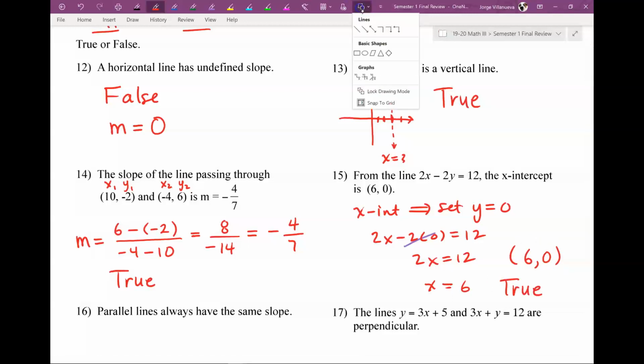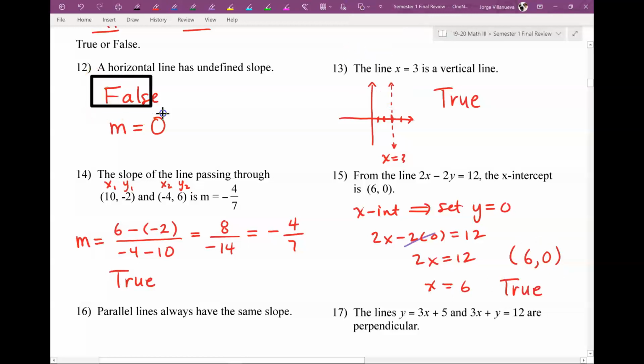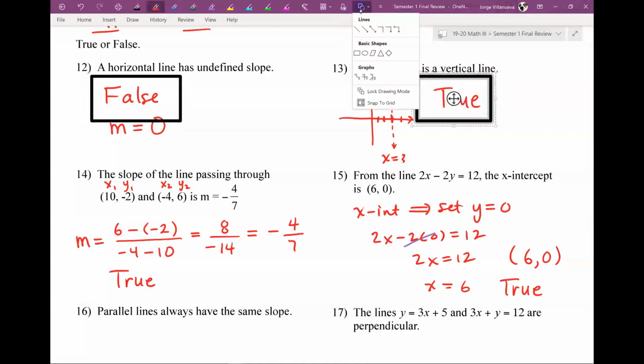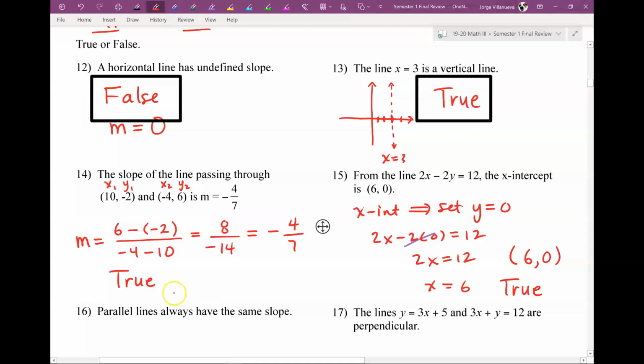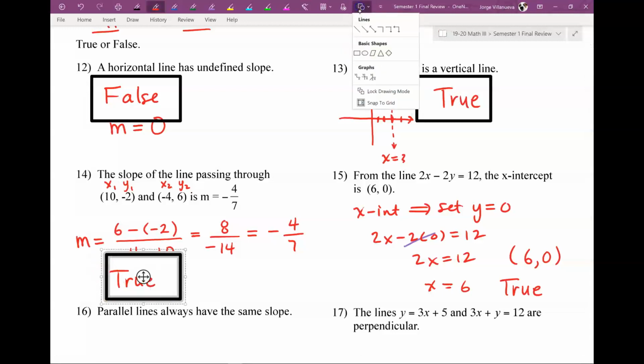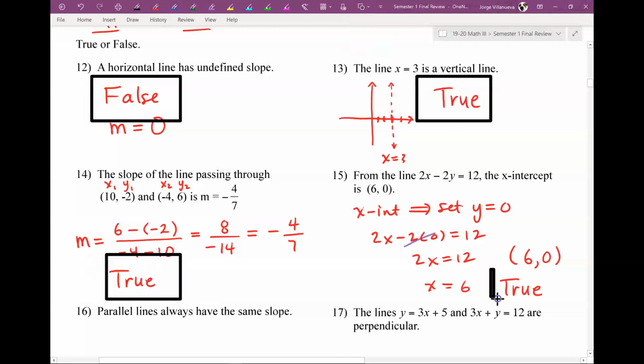So we have so far false, and then true, and then another true. And the last one is also a true.